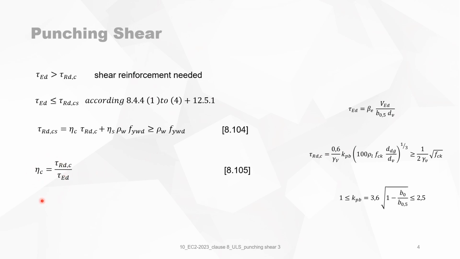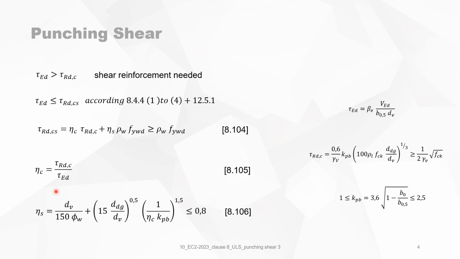Eta C is the ratio of the resistance of the concrete divided by the applied shear stress. Eta S is a function of eta C, a function of k pb, a function of d dg and d v, and a function of the diameter of the stirrups and d v.